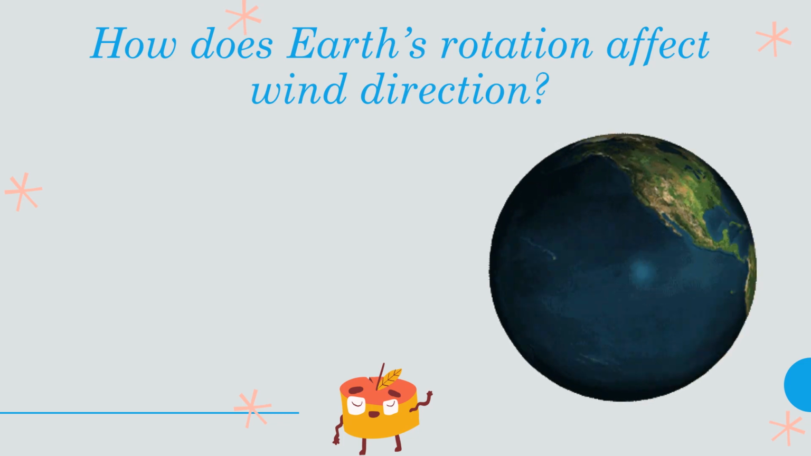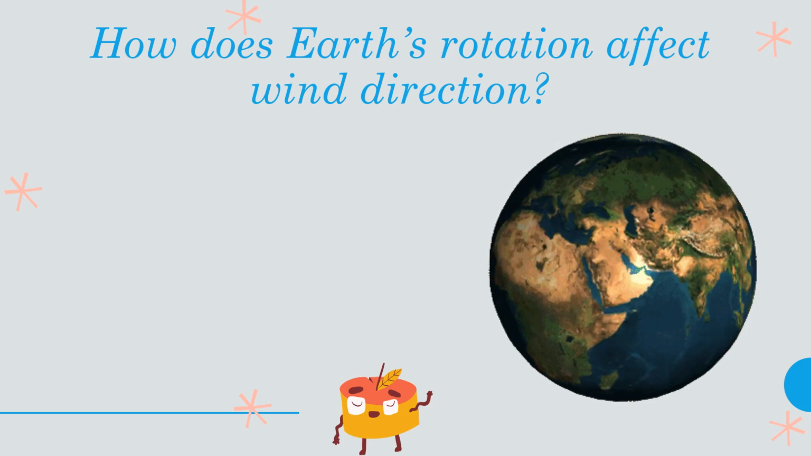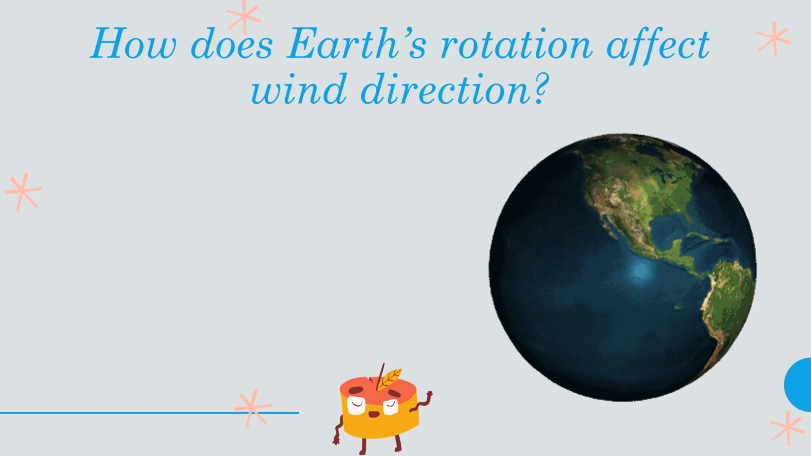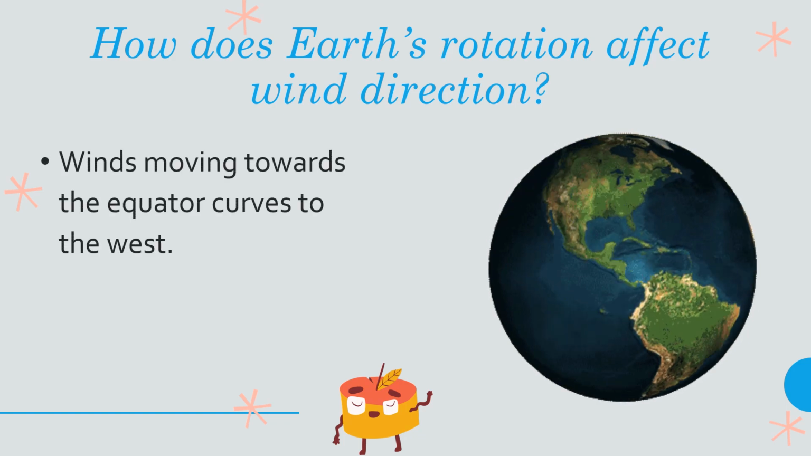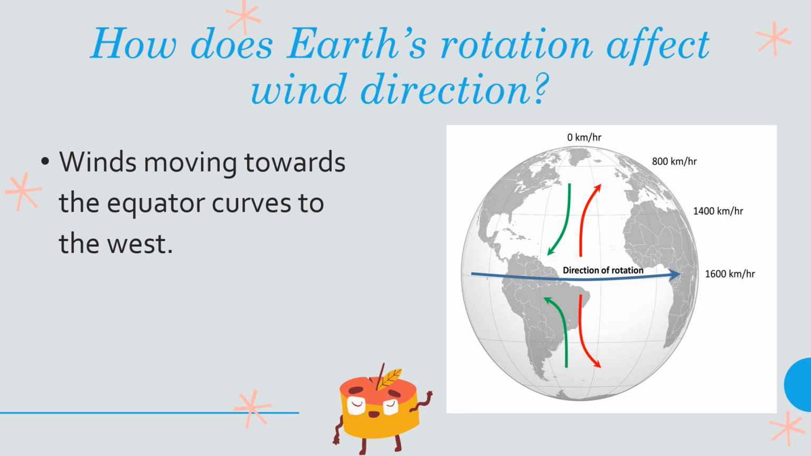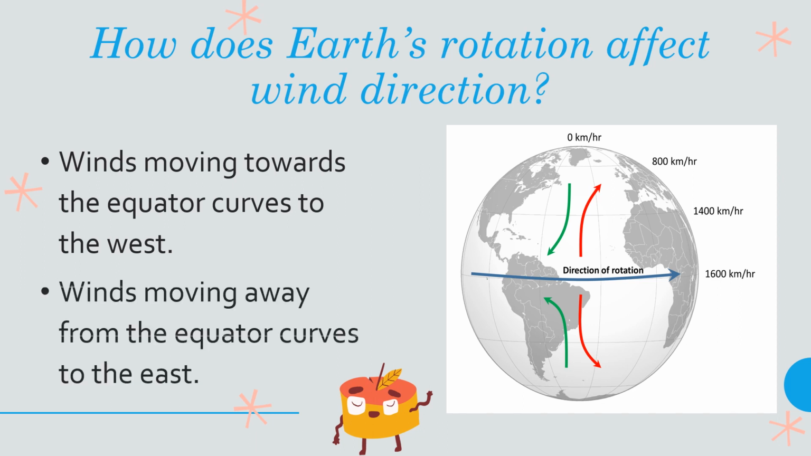During rotation, the Earth moves from west to east, or in a counterclockwise manner. Thus, winds moving towards the equator curve to the west. The green arrows on the picture illustrate this movement, while winds moving away from the equator curve to the east. This is represented by the red arrows on the picture.